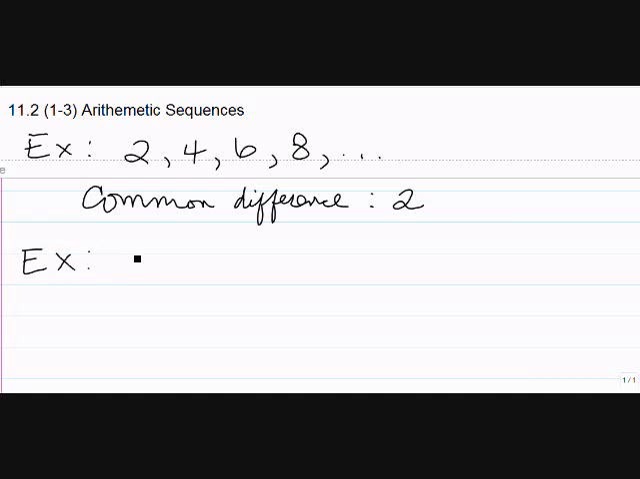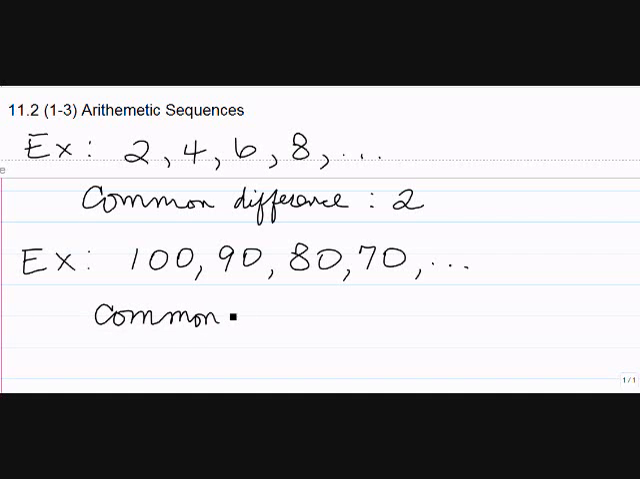I could give you the sequence 100, and then 90, and then 80, and then 70. And this is an arithmetic sequence because I am adding negative 10 to go from one number to the next. So my common difference, and we're going to abbreviate that with the letter D, in this case, is negative 10.